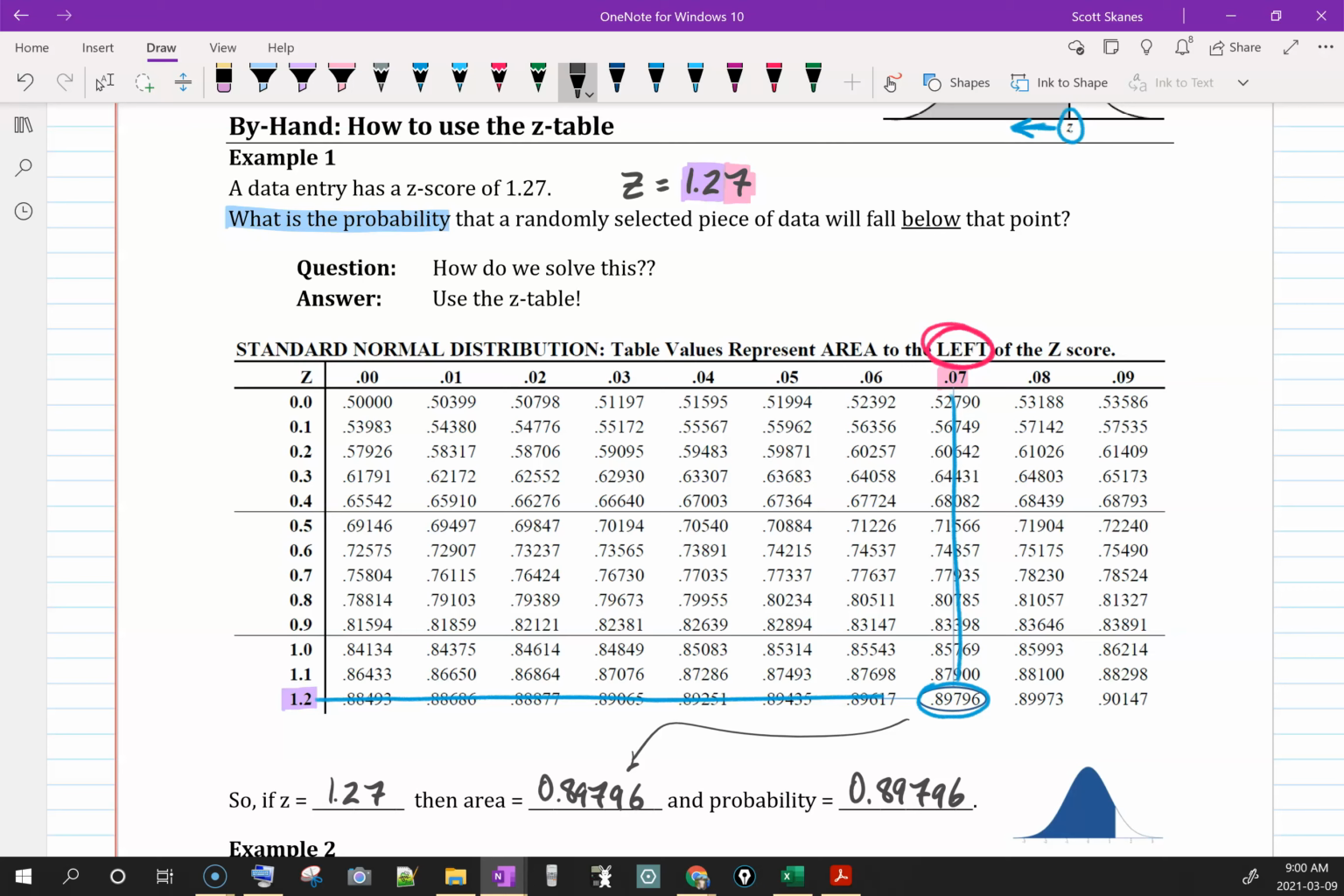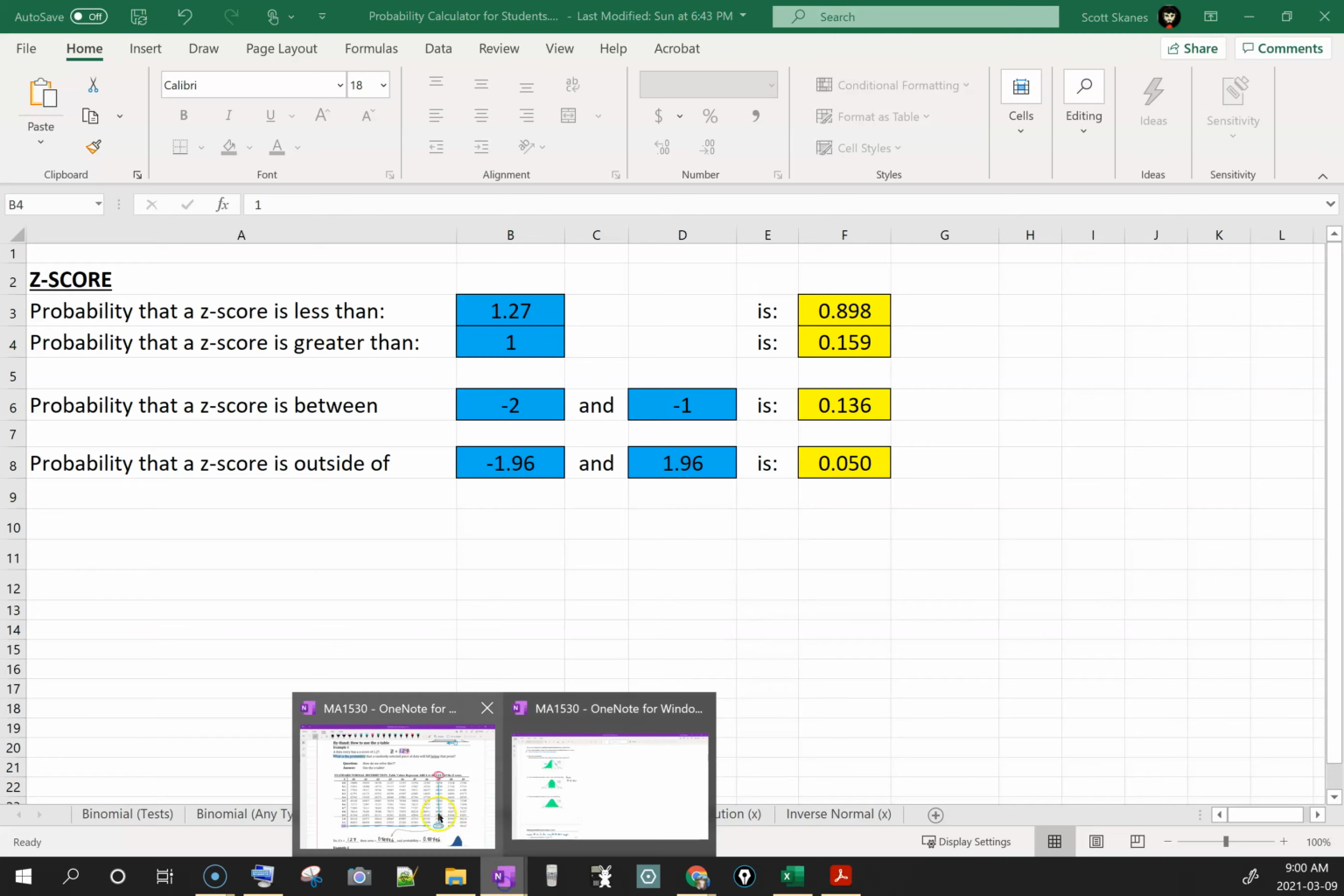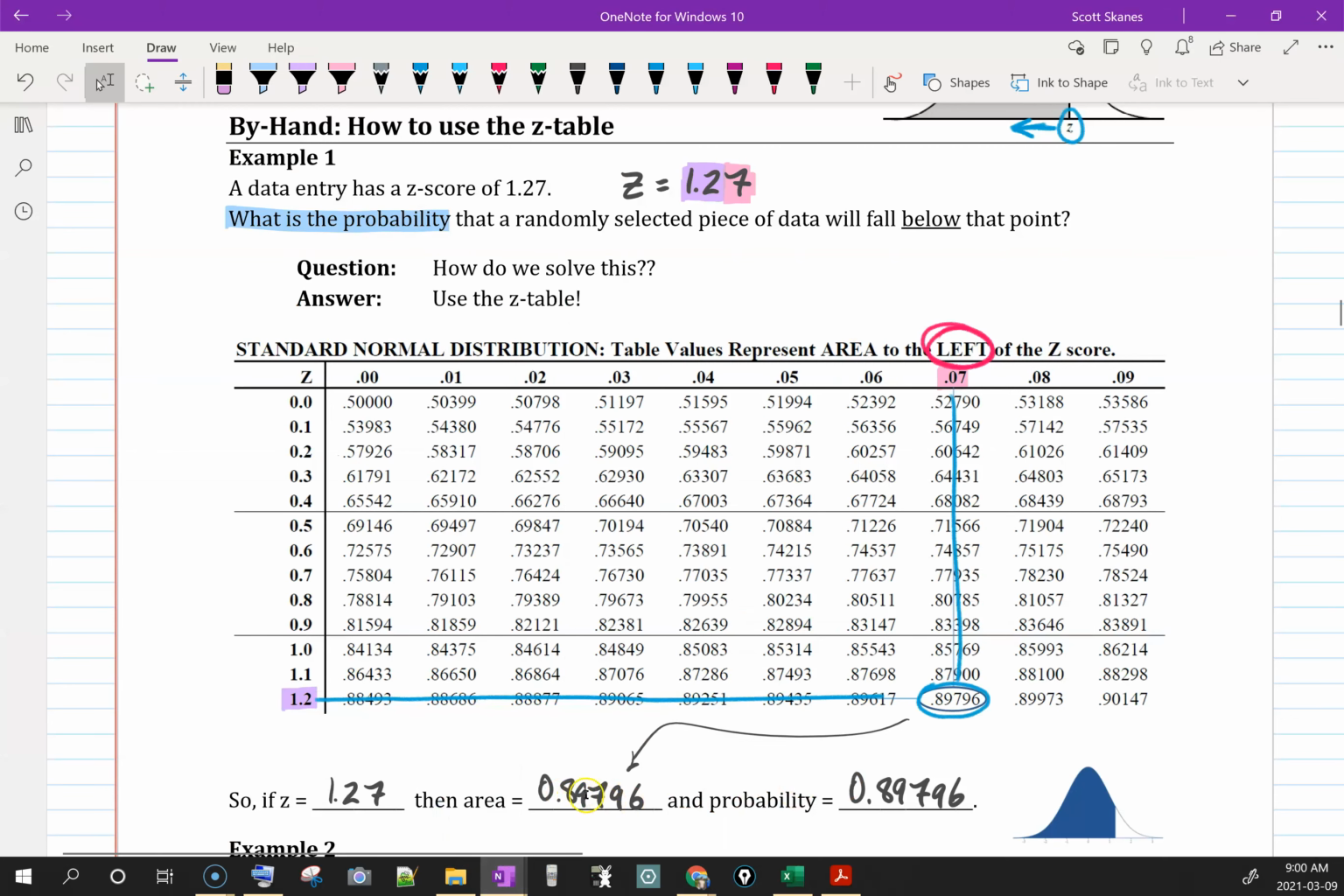Now that's using our z-table to figure out this question. Let's see if we can use our calculator to also figure out this question. If you're using the Excel calculator, you can use this page. Probability that a z-score is less than 1.27? Probability 0.898. Our answer was 0.89796, which rounds up to 0.898, so we're good.